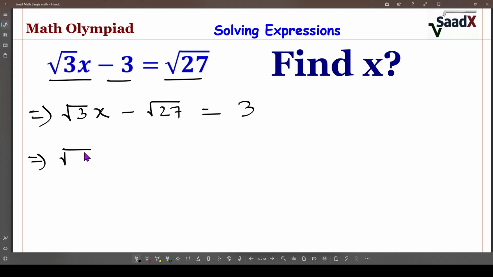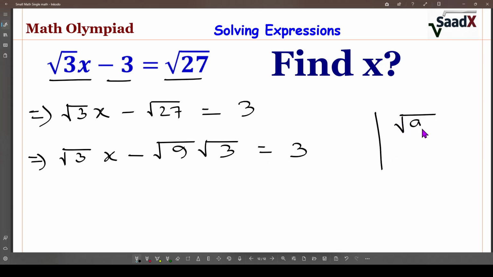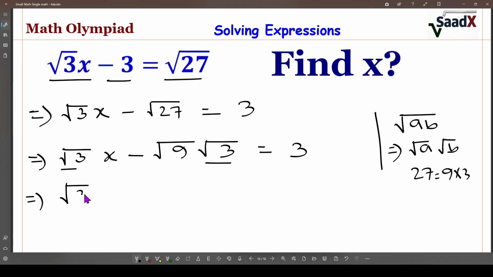Now this root 3x minus root 27, we can write root 9 times root 3 and equals 3. Why? Because we know root AB means root A times root B. 27 means 9 times 3. Okay, now look, here is a root 3 and here is root 3. We can take common root 3.